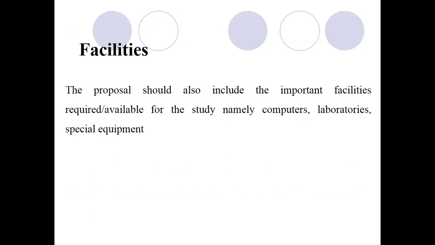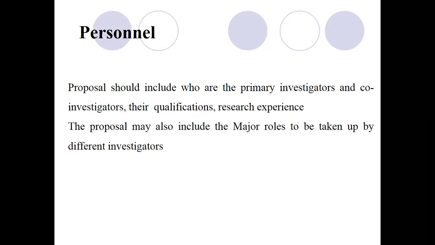So, what facilities do we have? The proposal should also include the important facilities required or available in your laboratory, like computers and different types of equipment or machines you have or not to perform that specific research proposal. And if you don't have them, then from where you will get them. The proposal should include who the primary investigator is, that you will be the primary investigator, which team you will include, how much research experience they have, and what expertise they gained in their past years. You know that, and you have to mention that.